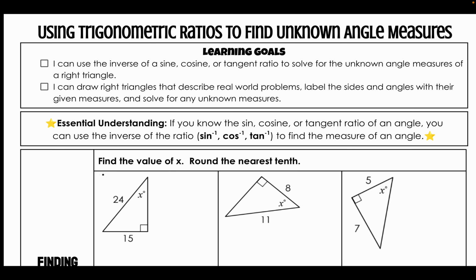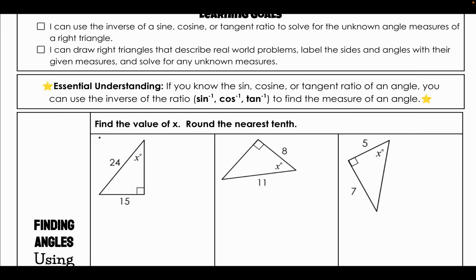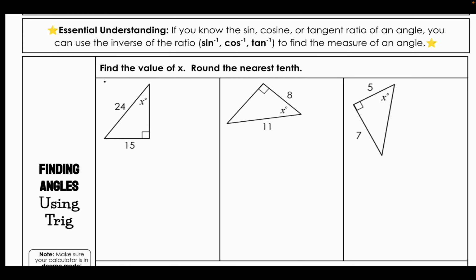Okay, so this video is on using trig ratios to find unknown angle measures. So our goals: I can use inverse of sine, cosine, tangent to solve for an unknown angle measure of a right triangle. And then I can draw right triangles that describe real world problems, label the sides and angles with their given measures, and solve for any unknown measures. So we're going to do one real world problem today, and then we're going to find some angle measures.